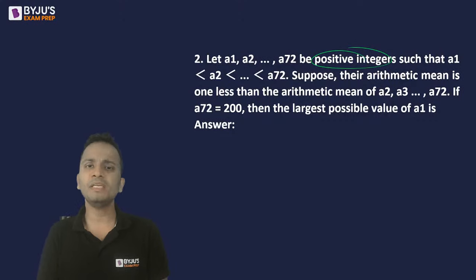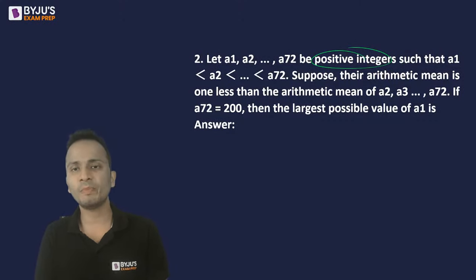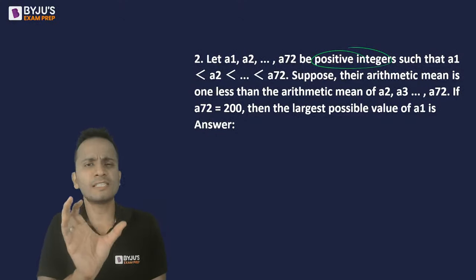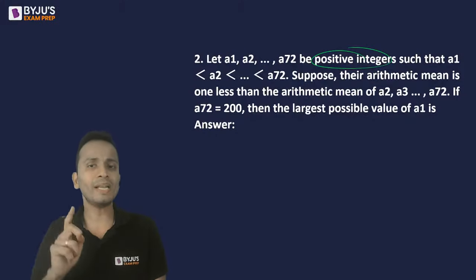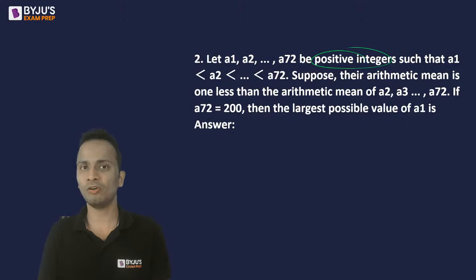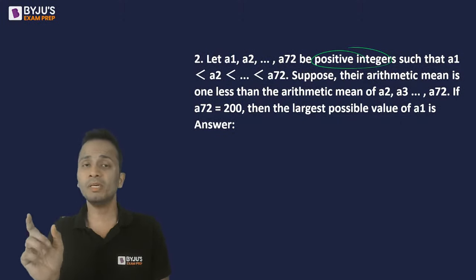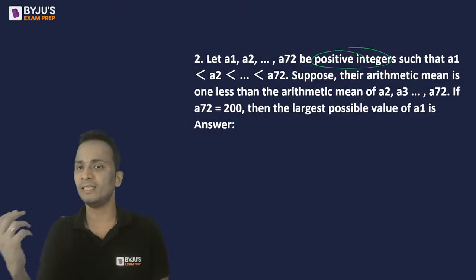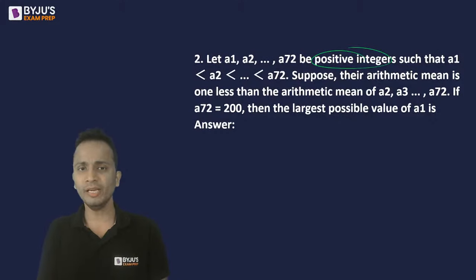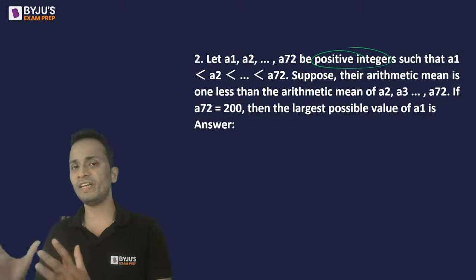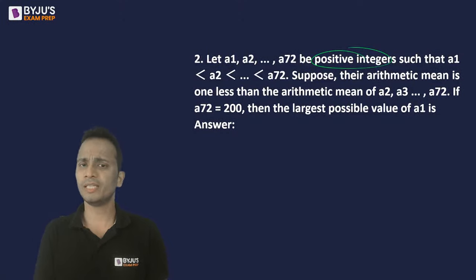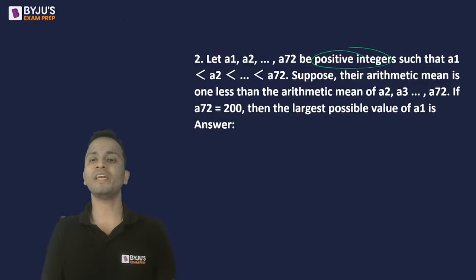Suppose their arithmetic mean, that means the arithmetic mean of these 72 numbers, is 1 less than the arithmetic mean of the same group of numbers excluding the first term. So starting from A2, A3 and then up till A72. Okay. If A72, the 72nd term, the last term, is 200, then the largest possible value of A1 is how much?